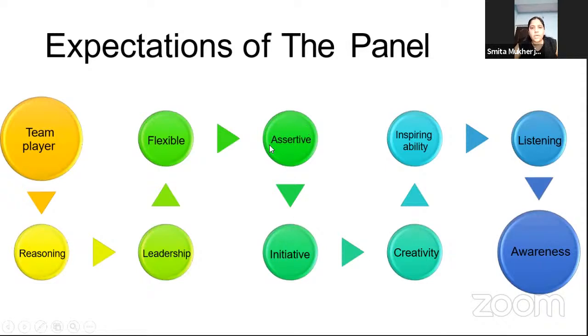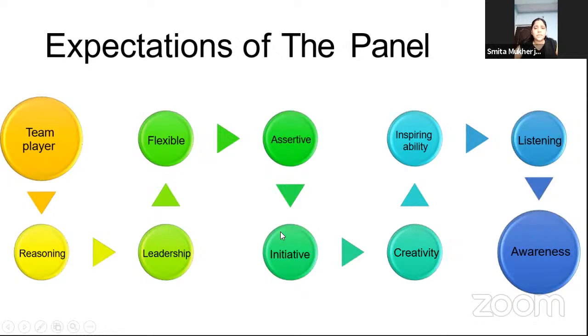Then you talk about assertiveness. Assertive is basically a skill wherein you are saying no. So let us say you don't agree to somebody's point of view, and how politely you can say that you disagree with the other person's point of view with good logic, okay, with good reasoning. Then I think you get a lot of marks.